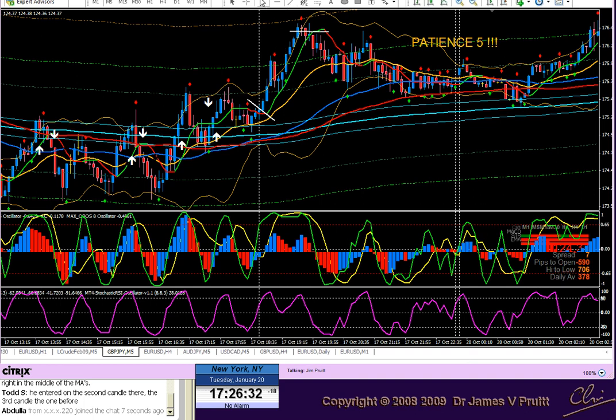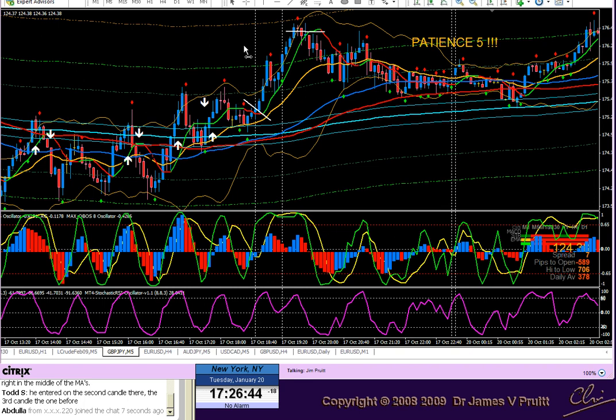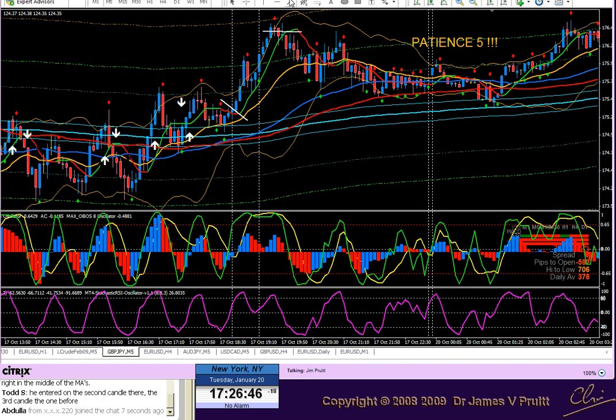Whoops, what am I doing? Got a scale in right there. So, a little high, but that's all right. It's okay. And then when you get up here at the top, you exit, and then you can turn right around and reverse. Right there.